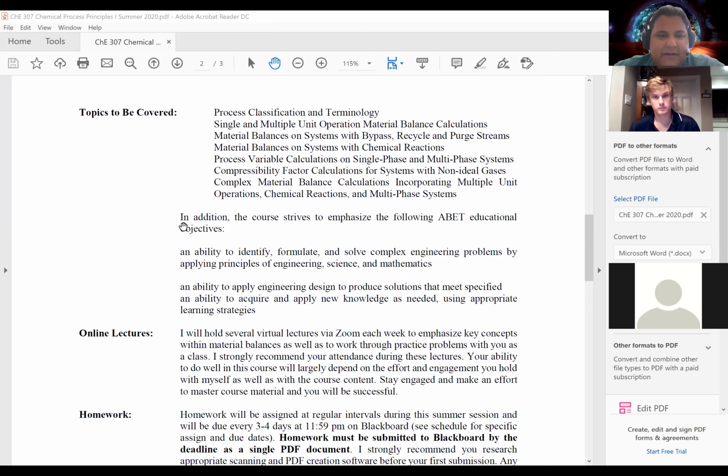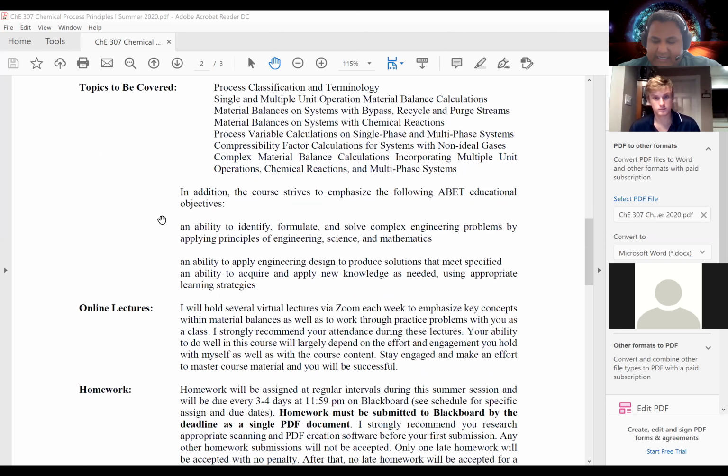And as always, as we're accredited by ABET, we like to state the objectives that we focus on in this course, which is solving problems and applying effective design principles to produce reasonable solutions.